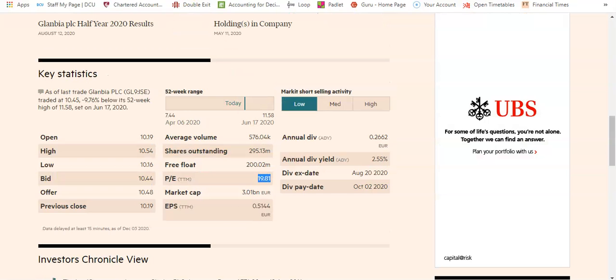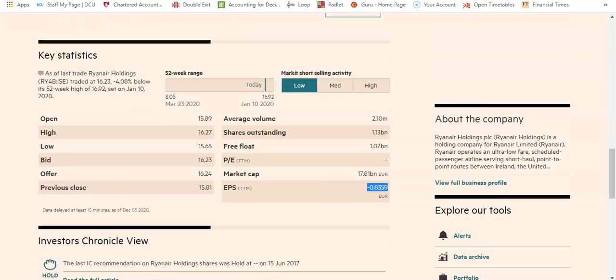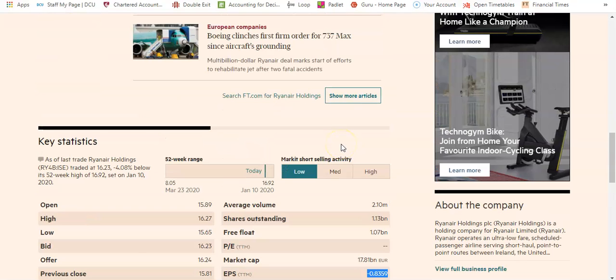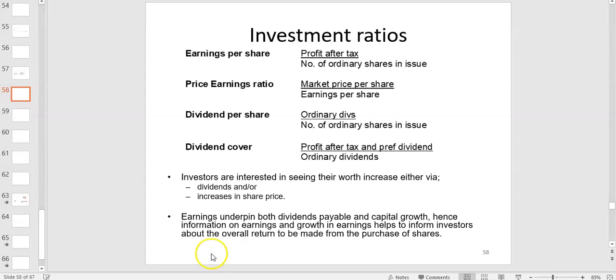You could compare Glanbia with Kerry Group, and you might compare Ryanair, if it had a PE ratio, and it would have in previous years when it was profitable, to a company like EasyJet or IAG. So like-for-like comparison is the big thing. But the PE ratio is a very important metric because a lot of analysts use it to see whether a company is overvalued if its PE ratio is too high, or undervalued if its PE ratio is too low.